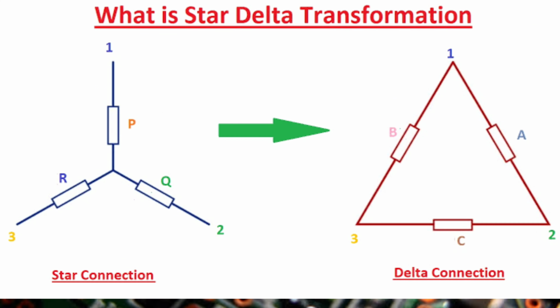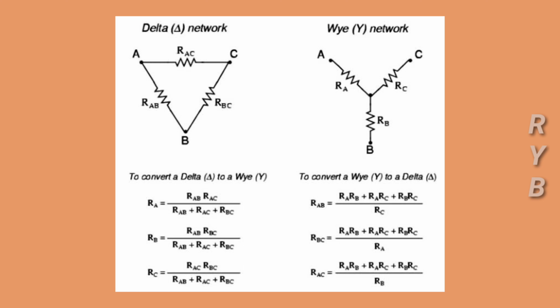A star circuit is one in which similar ends of three resistances are connected together to a common point, called the neutral point or star point. It is also called Y connection or T connection because of its shape. So many shapes are present in the star connection: star, T, or Y.